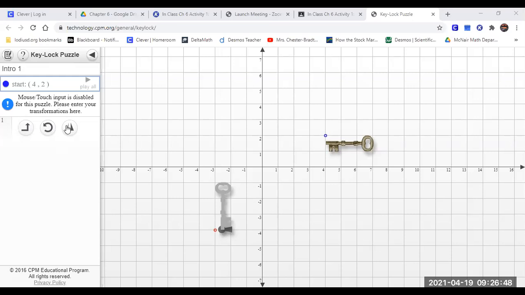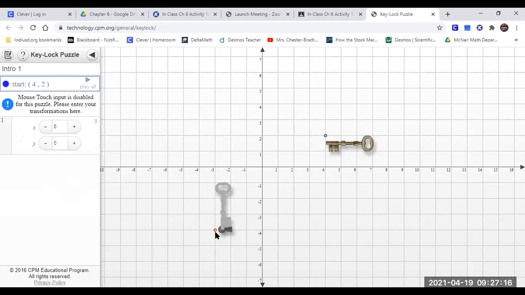What do we want to do first? Do we want to slide it? Do we want to spin it? Or do we want to flip it? Okay, so we're going to slide it. Now, this opens up the ability to slide. We are sliding that blue dot over to the red dot.